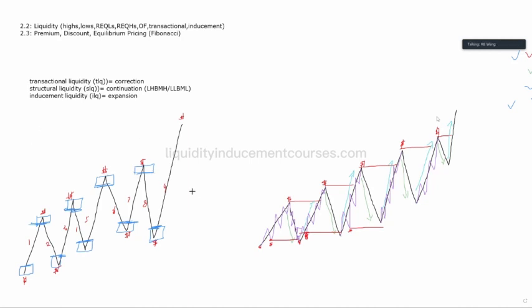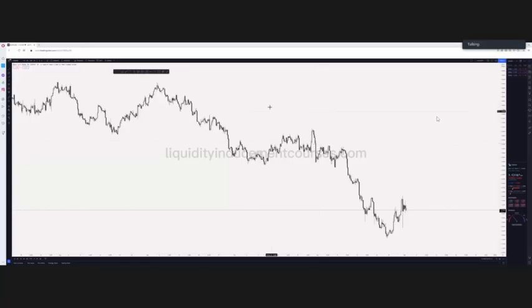Sorry, I can't see the charts. Yeah, I'm loading the chart actually. That's why. Okay. Should be able to see the charts now. Right? No, I can't see it. Okay. Yeah. Good.